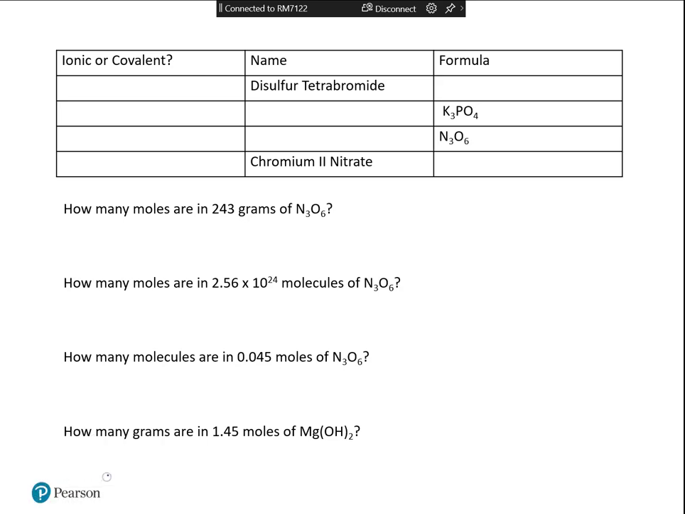That is covalent. Good. So that's covalent, and I know because sulfur is a nonmetal. So remember, you just look at the first element. If the first element's a nonmetal, then I know that it's going to be covalent. So then formula, what would I put? Yep, S2Br4.